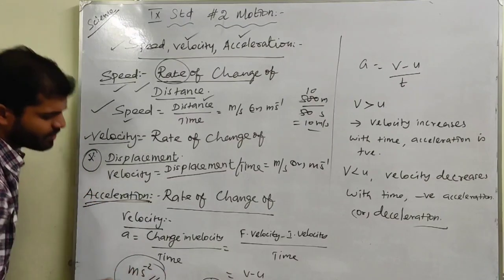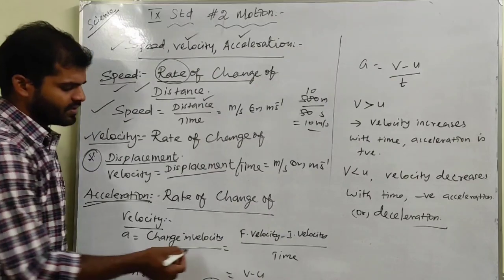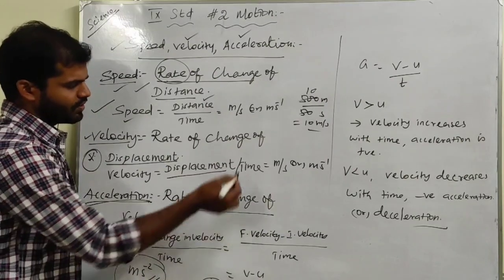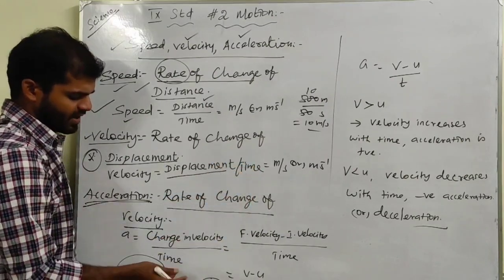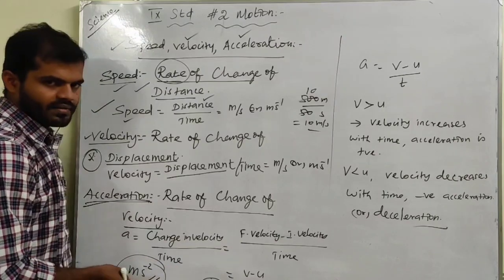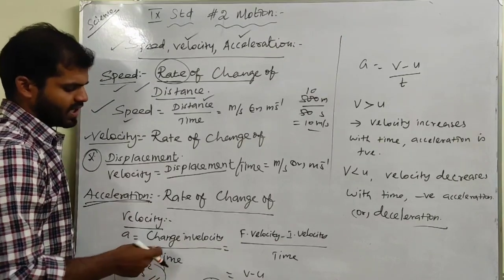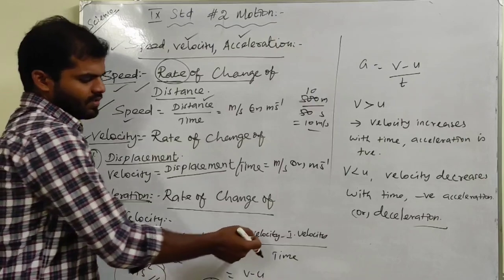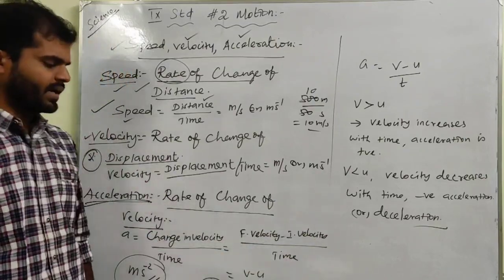Okay, the unit is meter second power minus 2. How is it? Because velocity unit you know very well, that is meter per second, and we have another 1 second. So meter second power minus 2. Okay, change in velocity by time, that is final velocity minus initial velocity by time.